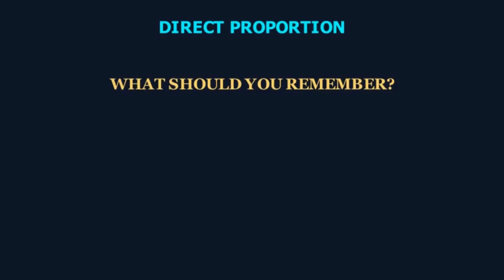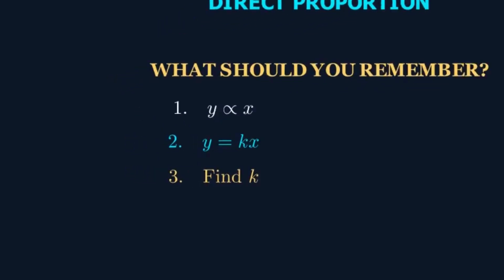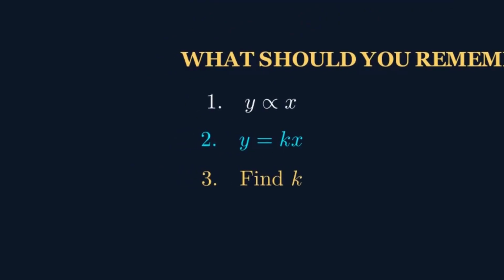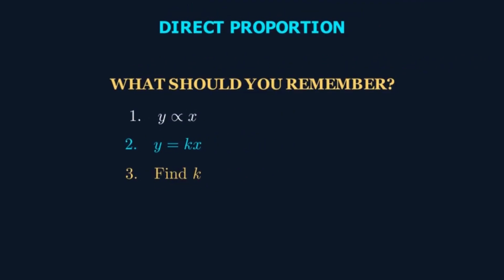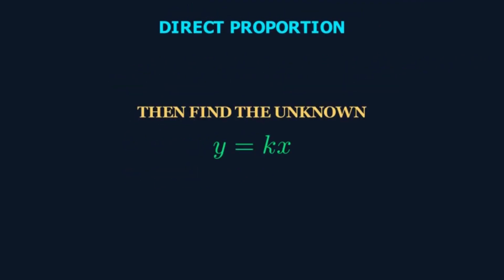So, what should you remember about direct proportion? There are 3 important steps. First, if y is proportional to x, write y equals kx. Second, find the value of k using the information given. And third, use your value of k to find the unknown quantity. So, the method is simple. Recognise the proportion, write the equation, find k, then find the unknown.